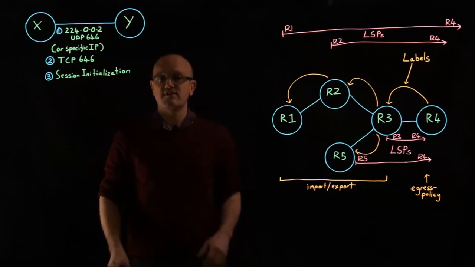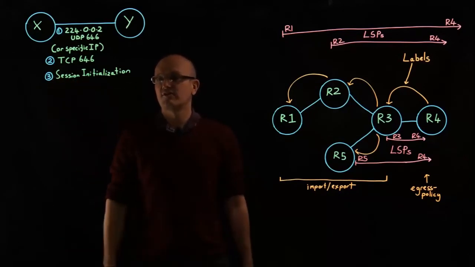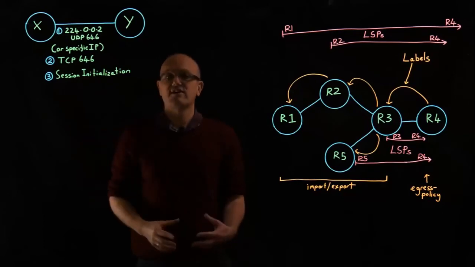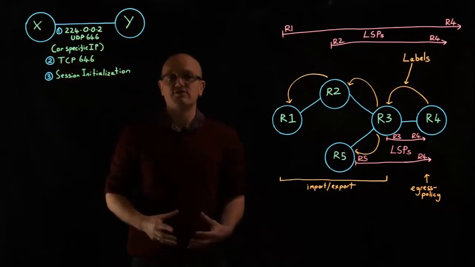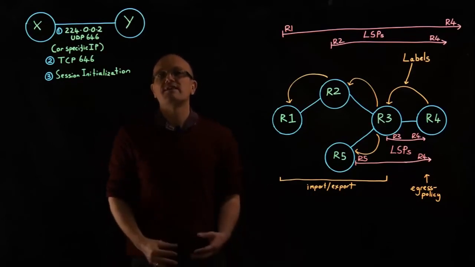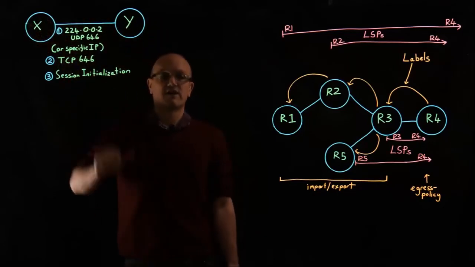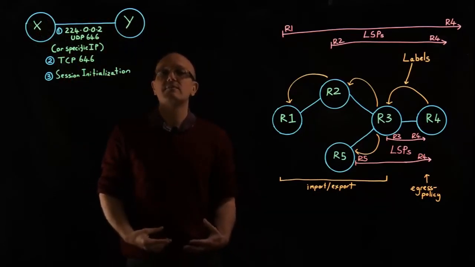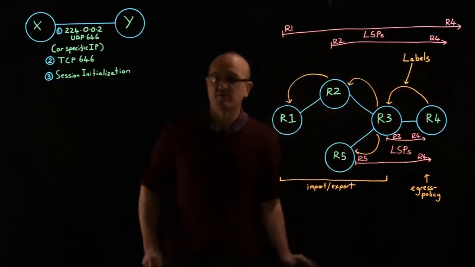With that TCP session established, we then exchange LDP specific messages, and we perform session initialization to establish that LDP session between two routers. Once that session is established, we can then get down to the process of exchanging labels over those sessions. And the label exchange process is what I've illustrated on the right-hand side of the board.